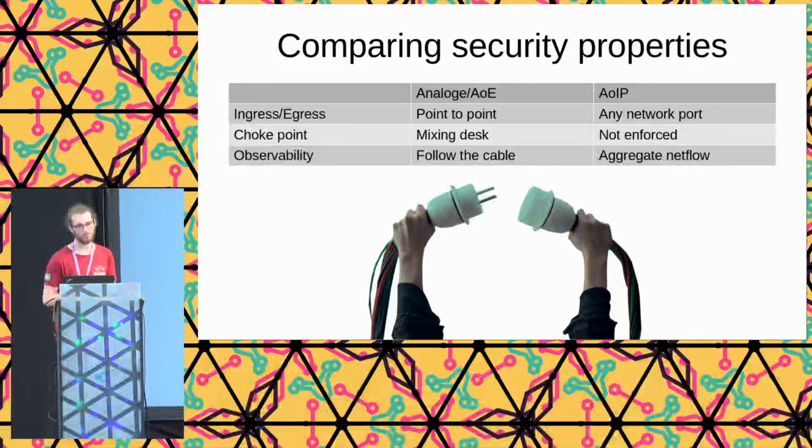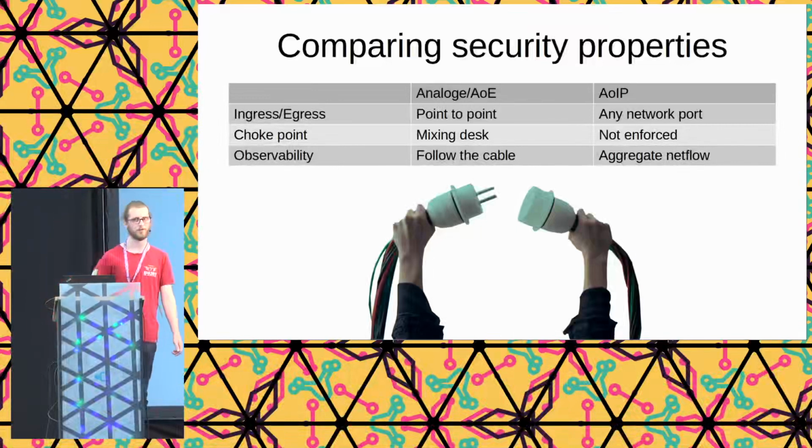So as we mentioned, if you've got an analog system, a cable goes from point A to point B. It helps you with traceability. You just follow the cable. It helps you with controlling ingress and egress, because if you unplug the cable, audio stops. It's very detectable, and it creates an actual choke point of a mixing desk where all of the audio is definitely going through the mixing desk, because that's where the cables go.